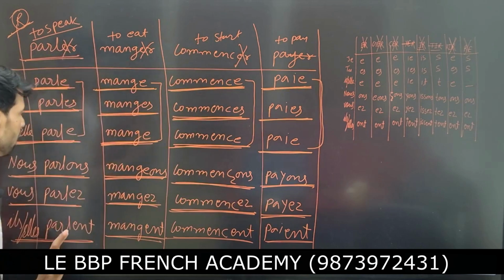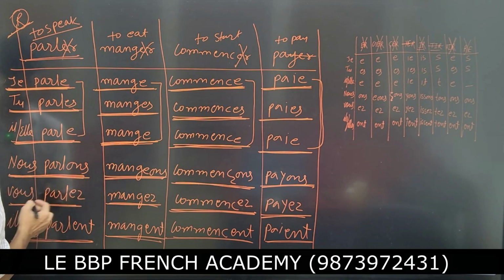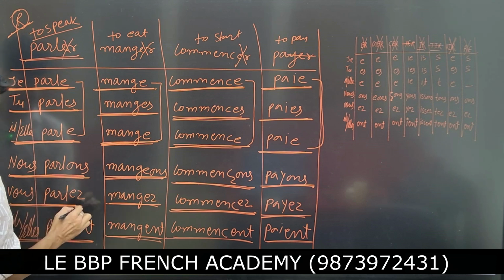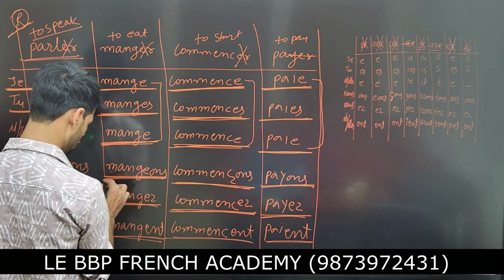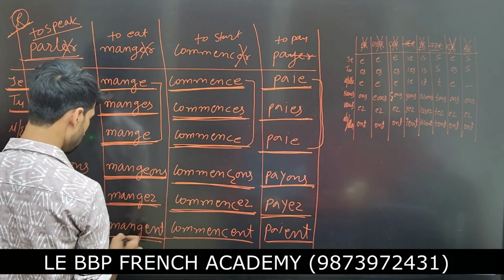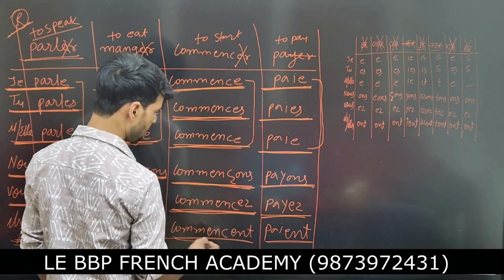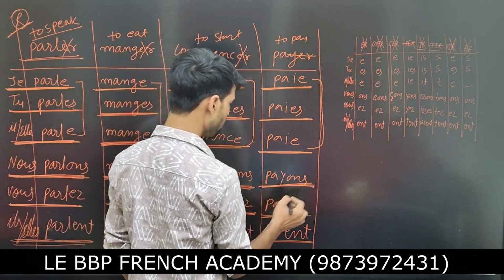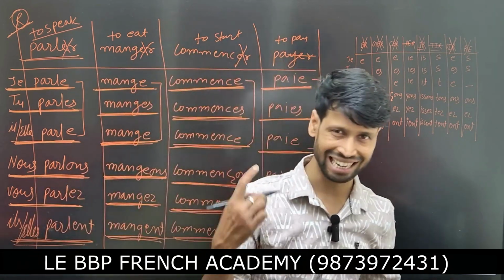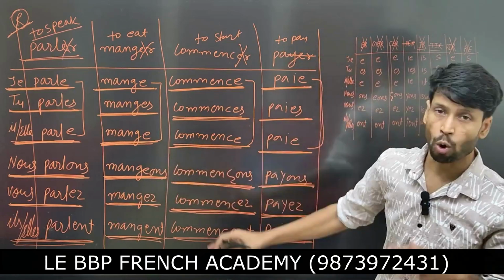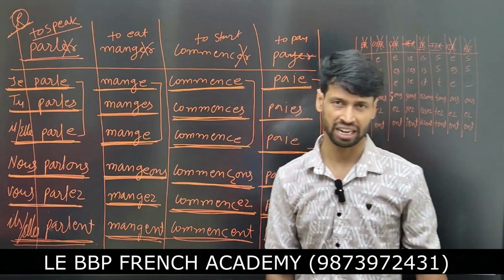Okay? Simple. And nous. Nous parlons, vous parlez, elle parle. Nous mangeons, vous mangez, elle mange. Nous commençons, vous commencez, elle commence. Nous payons, vous payez, elle paye. So the simple statement sounds simple for the starting three, and like nous with O, vous with A, okay, and that type of sound you create, okay.